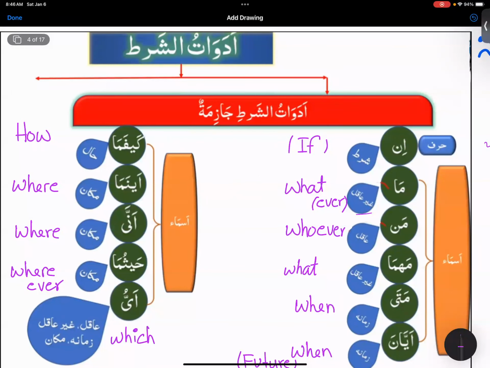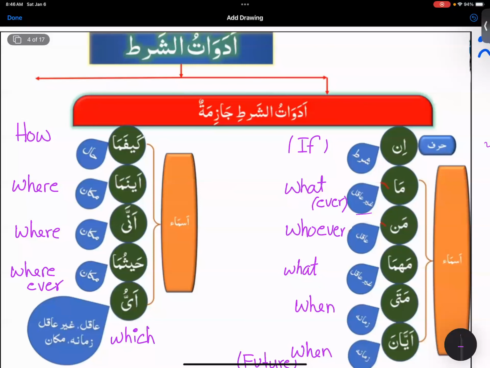Then we have ayana. Ayana is used in the Quran Pak as well, right? So ayana again is basically zarf zaman, and again the meaning is when. And ayana is always used for the future. Right? So the kuffar always used to ask when is going to be the day of judgment, right? So the word ayana is used. So this is for the future.